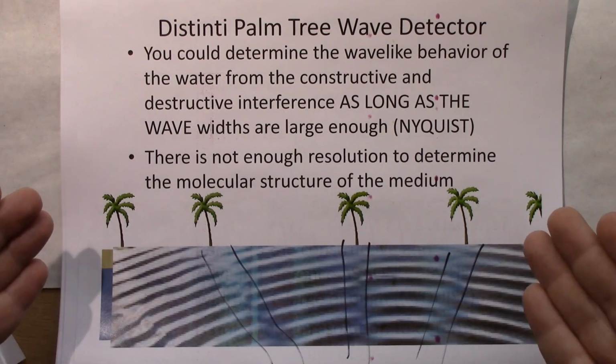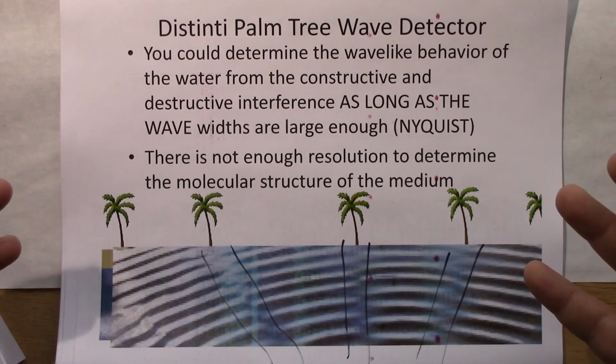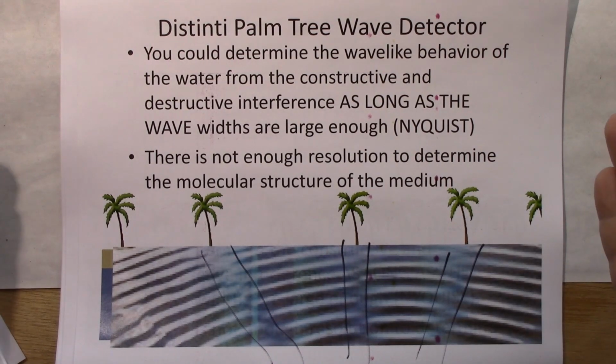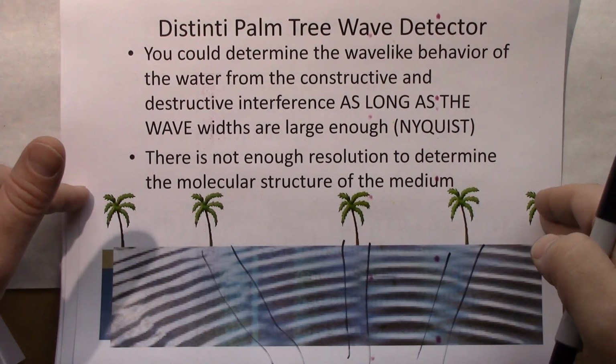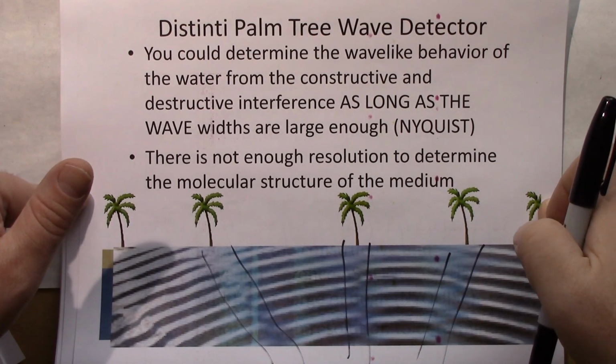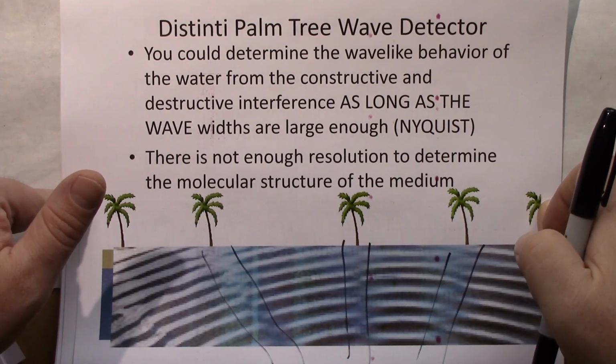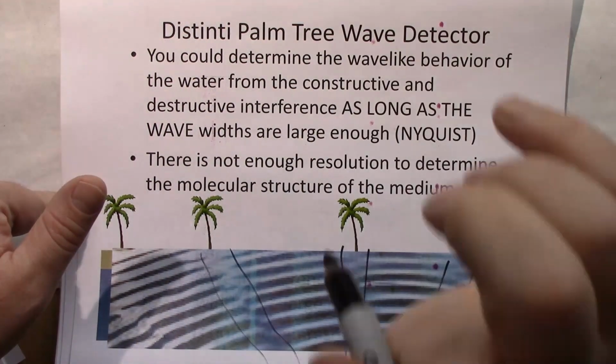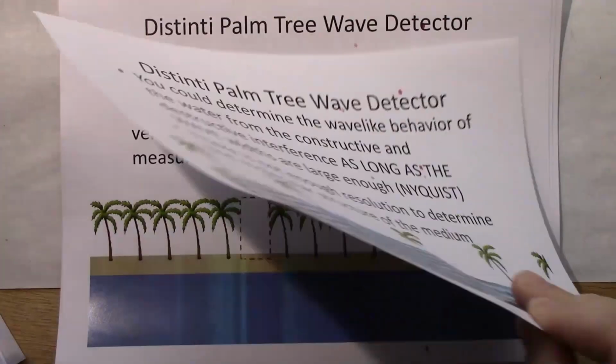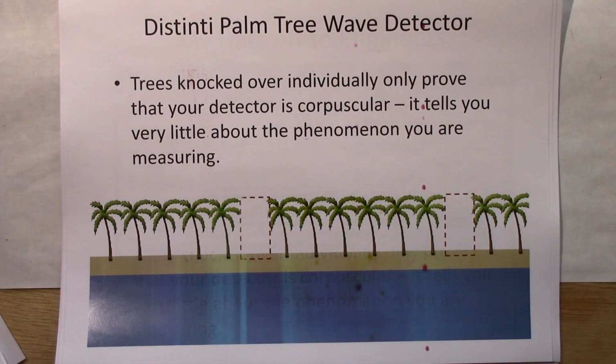So, as long as the granularity of the thing you're trying to measure is at least twice as big as the granularity of your detector, then you can make serious conclusions about what you're seeing. Losing 1 pixel tells you absolutely nothing. Trees knocked over individually only prove that your detector is corpuscular. It tells you very little about the phenomenon you're measuring, because like I said, it could be lots of waves hitting this, and eventually the weakest trees fall away.